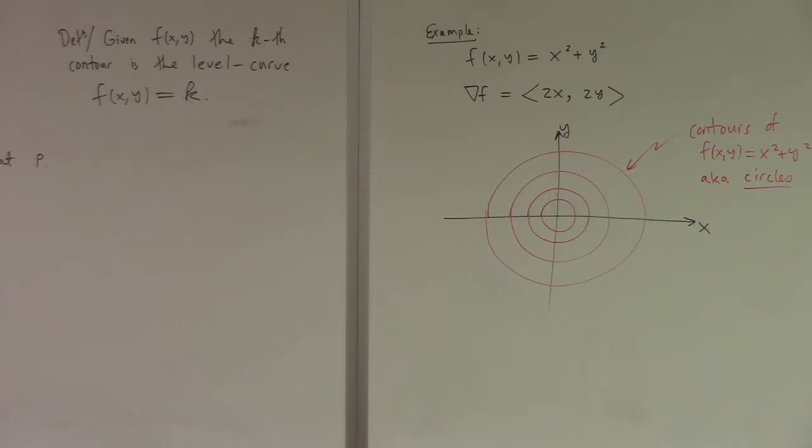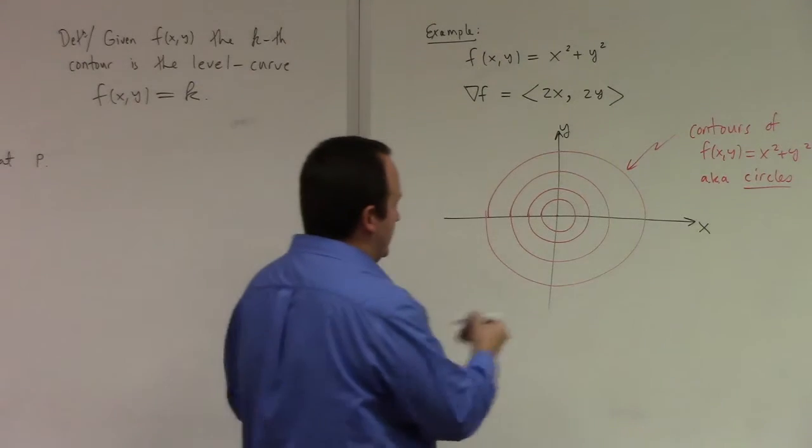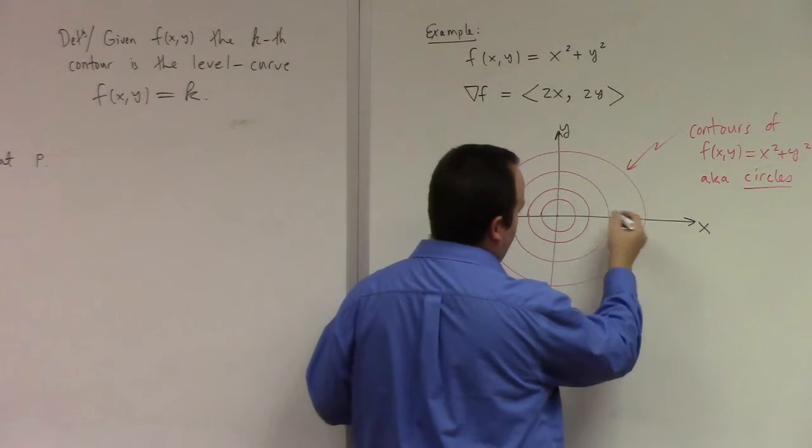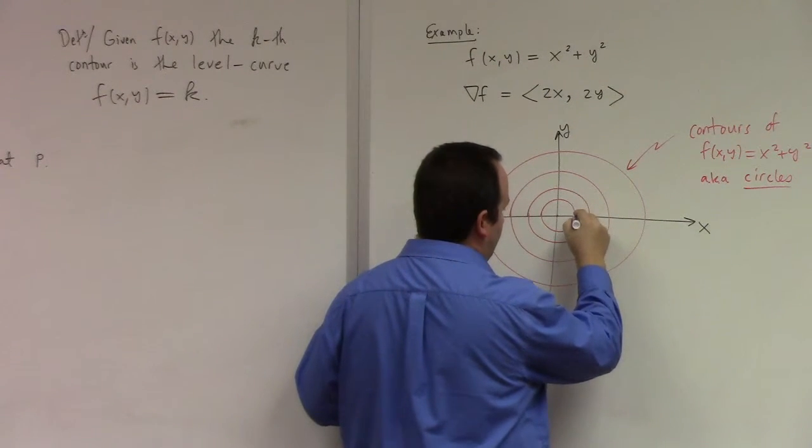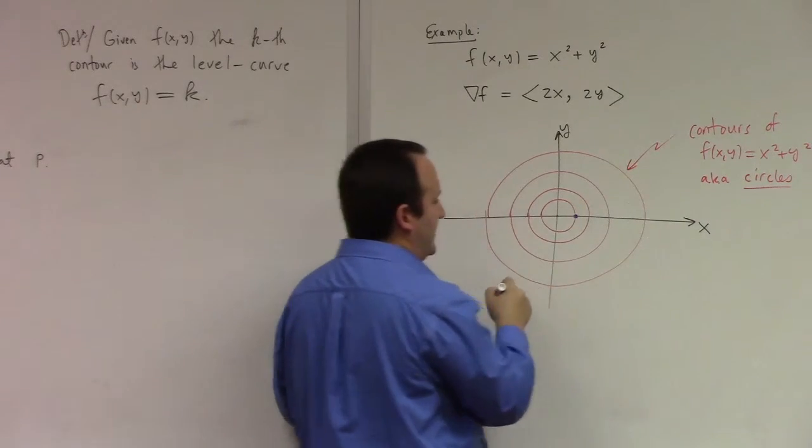So what's the deal with the gradient vector? What does the gradient vector have to do with these contours? Let's picture them. Let's pick some points. I said this one was the unit circle, right? The middle one, the inside one.